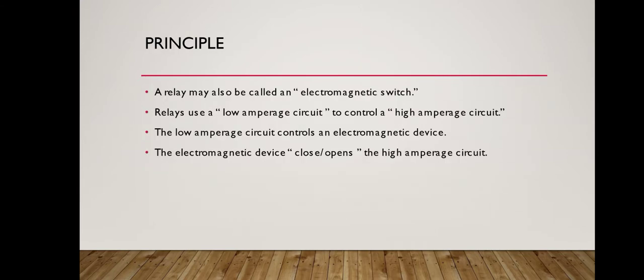Then we will see the principle of relays. A relay may also be called an electromagnetic switch. Relays use a low amperage circuit to control a high amperage circuit. The low amperage circuit controls an electromagnetic device. The electromagnetic device closes or opens the high amperage circuit.